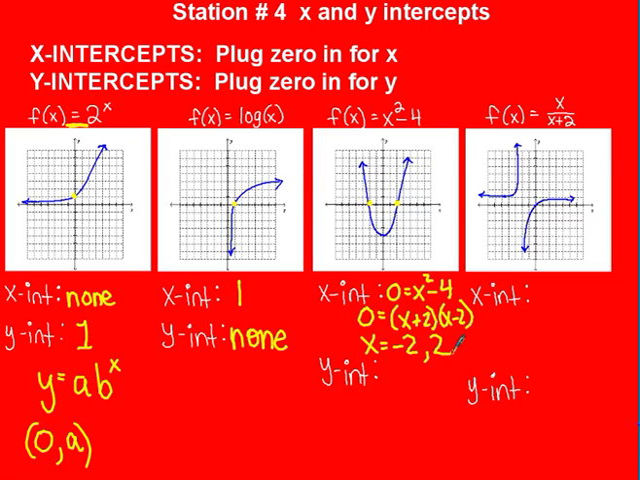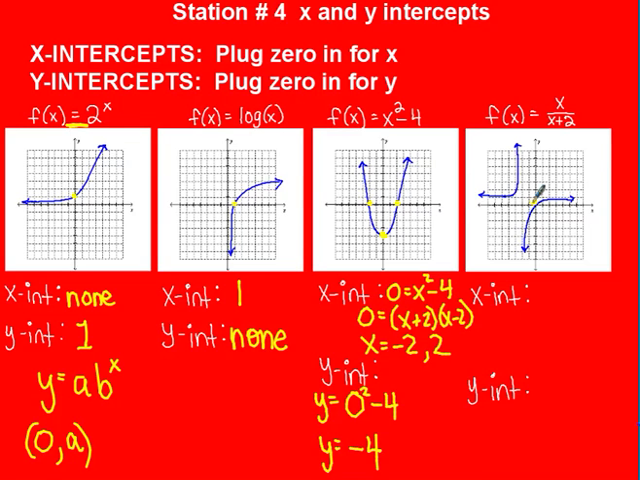Mathematically, to find a y-intercept, you can plug a 0 in for x. So I go with my original, put a 0 wherever there was an x. And I can see my y-intercept at -4. That's confirmed right here by my graph as well. The last one here, an x-intercept, well, we can tell that it crosses at the origin. So I see an x-intercept at 0, as well as a y-intercept.